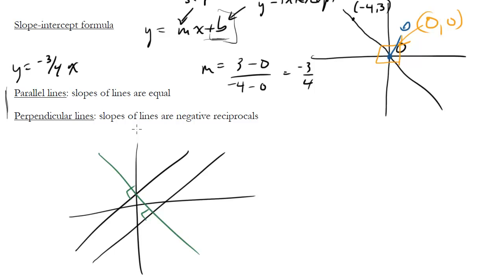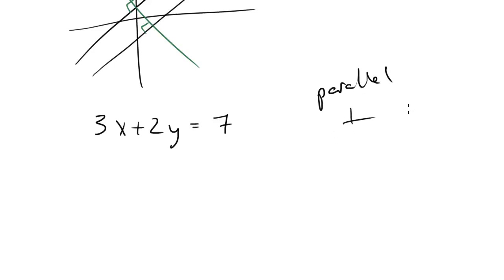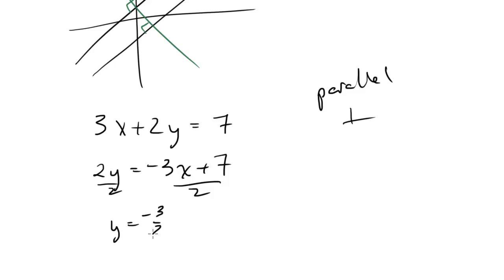But let's just look at one quick example of what this might look like on the test. Let's say you're given the following equation, 3x plus 2y equals 7. And we want to know, what is the slope of a line parallel to this, and what is the slope of the line perpendicular to this? First thing we've got to do is put it in y equals mx plus b form. So let's get 3x to the other side. So we have 2y equals negative 3x plus 7. Divide it all by 2, and we get y equals negative 3 halves x plus 7 halves.